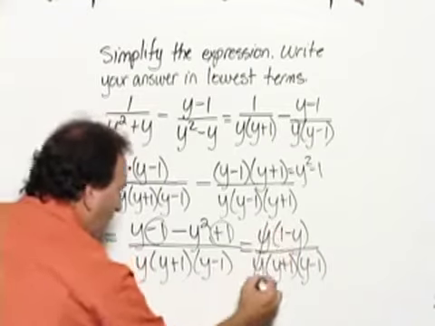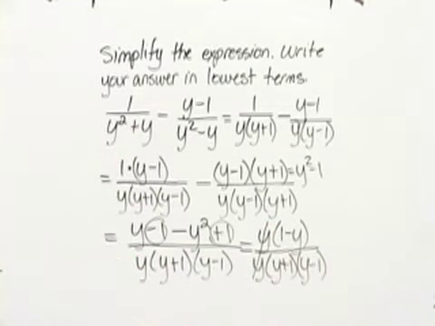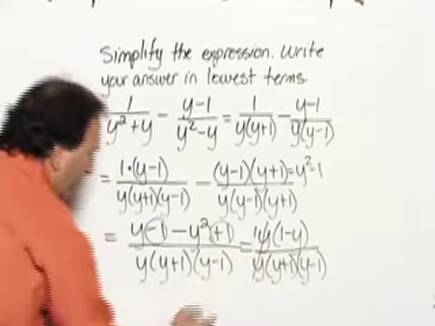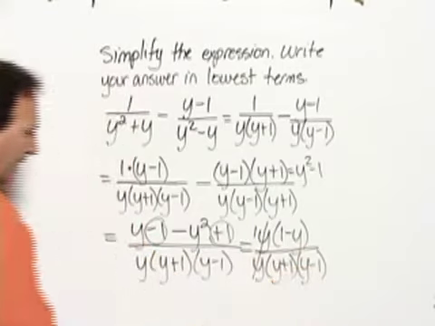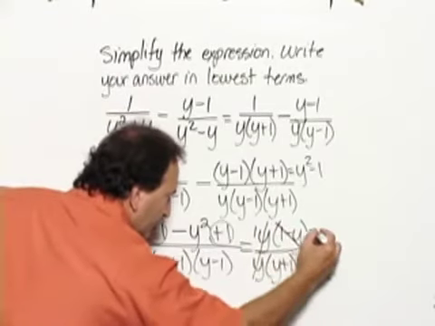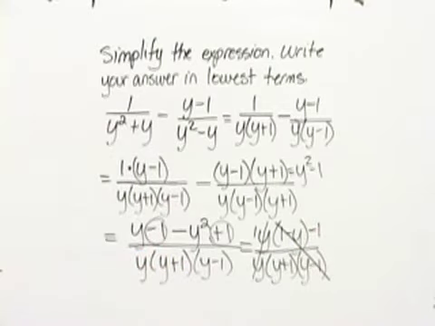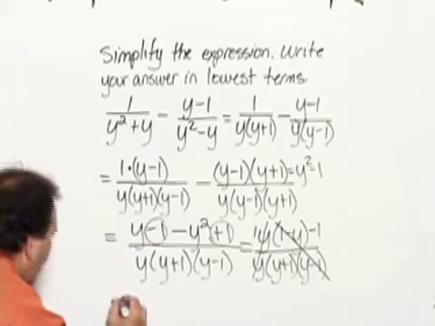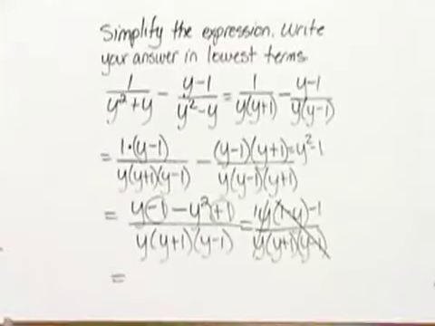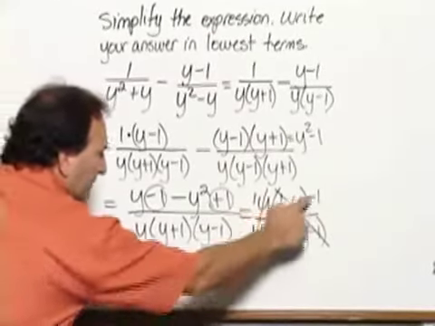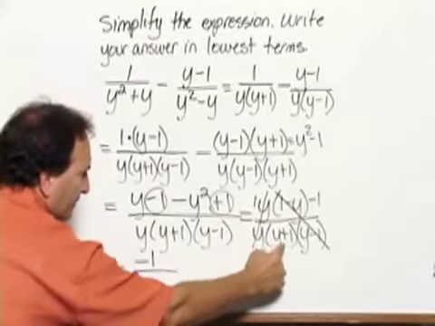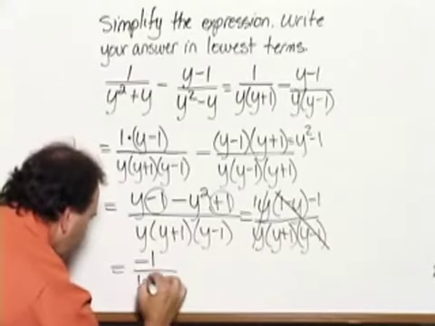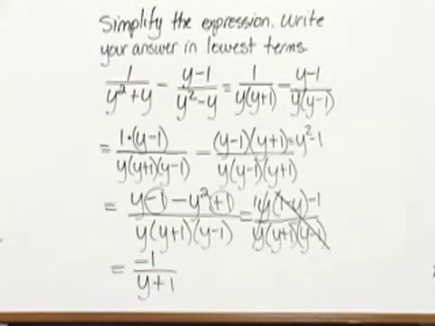First, notice y can divide into y. That's equal to 1. But also, notice that we have a 1 minus y and we have a y minus 1. Those can also cancel, leaving us with a negative 1. And so, therefore, our answer to this particular simplification is 1 times negative 1, over, in the denominator, 1 times 1 plus y times 1, or in other words, y plus 1. So our answer, negative 1 over y plus 1.